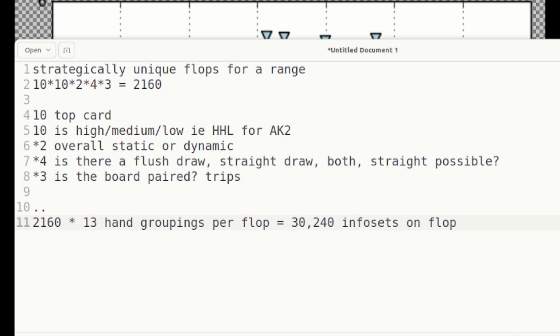And then if you want to reach 30,000 info sets on the flop, which is what they used in one of the papers that I've been following, it seems like a reasonable number that you could actually solve using just normal hardware, where you don't need a billion terabytes to solve the thing. So once you have the 2,000 flop buckets, you can only have 13 hand groupings on the flop before you're already at 30,000. And 13 hand groupings really isn't a lot.